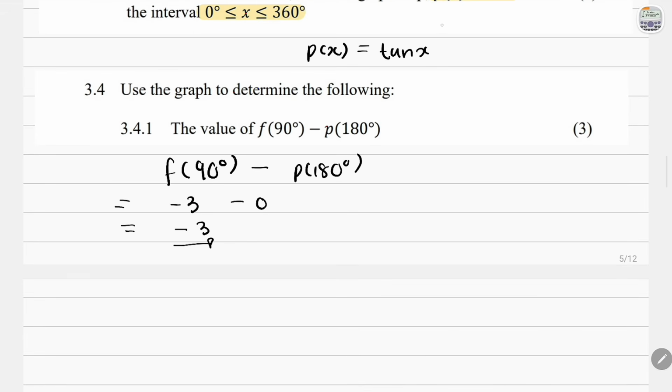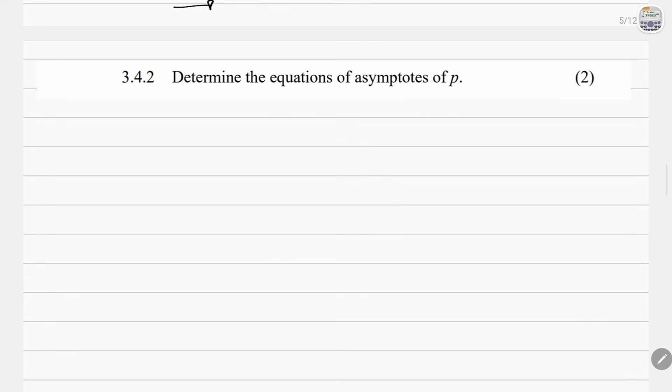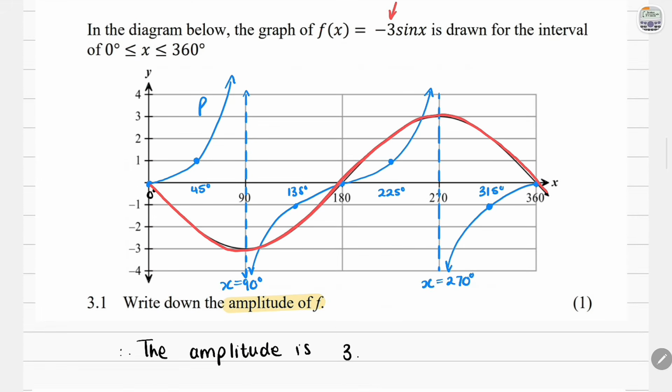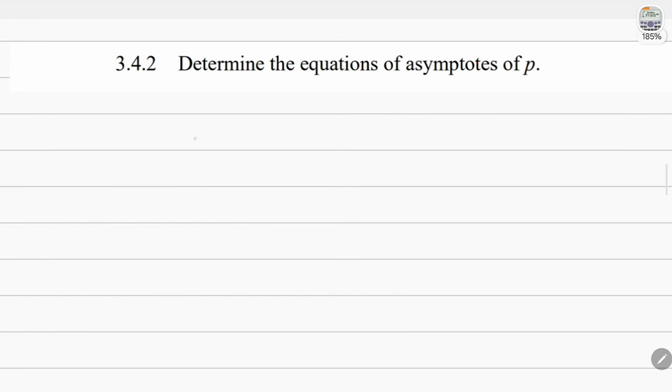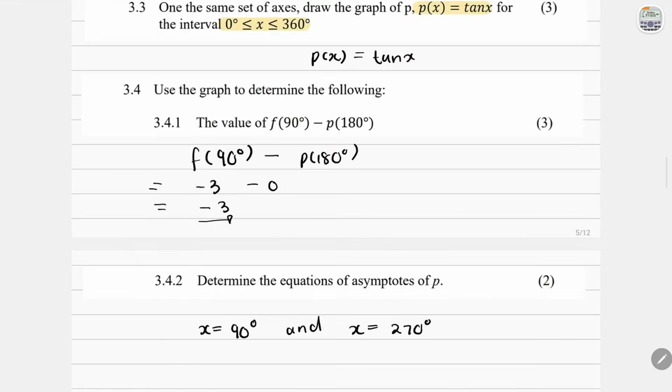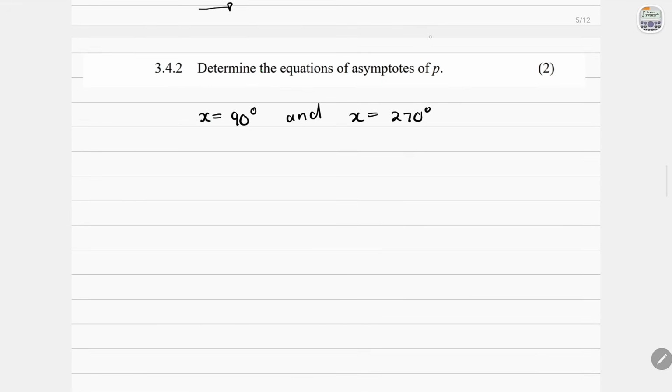Moving on to the next question. Question 3.4.2 says, determine the equations of the asymptotes of p, within the interval that they asked. You see how we figured out where the asymptotes were, and I even wrote the equations as well, which you should always write down if you're drawing your graph. So this is our asymptote at x equals 90 degrees and at x equals 270 degrees. So those are our asymptotes. x is equal to 90 degrees, that's the first equation of the asymptote we have there. And the second asymptote is at x equals 270 degrees, where x goes from 0 degrees all the way to 360 degrees.